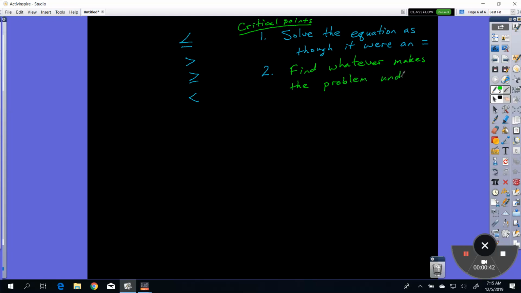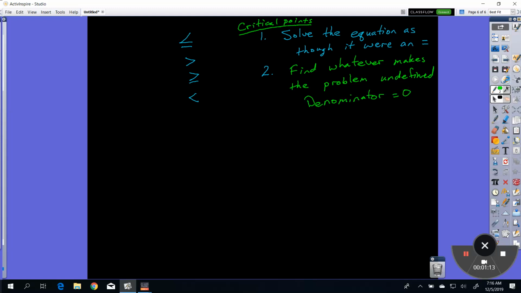And you did this 2 times ago when you found all the vertical asymptotes. So remember when you found the vertical asymptotes, those are the things that made the problem undefined. Well, that's the same thing. We use those points as critical points. So whatever makes the denominator equal to 0 will be another critical value. So those will be our critical points.